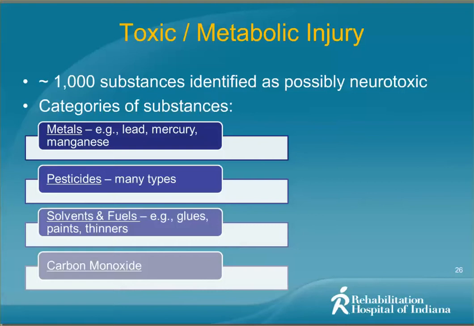Okay. Toxic metabolic injury. These are things that you are certainly less likely to see. I've seen maybe a couple of cases in my few years as a psychologist working in brain injury, and it's not that they don't occur. I think sometimes they're not identified because there are roughly 1,000 substances that could possibly be neurotoxic. These categories include metals, such as lead and mercury. Pesticides, there are many types. Solvents and fuels, such as glues, paints, and thinners, and then carbon monoxide. Exposure to a sufficient amount of these chemicals, either in the workplace or elsewhere, can cause neurologic and brain problems.